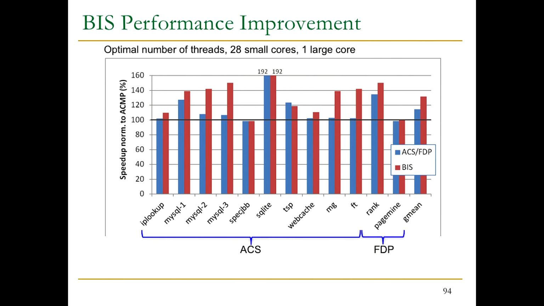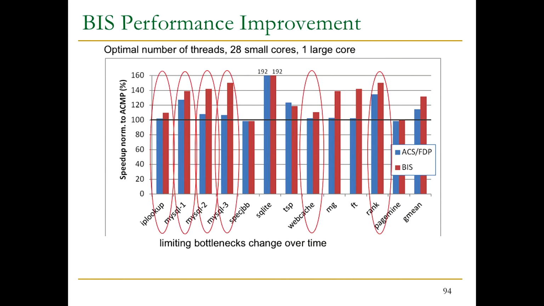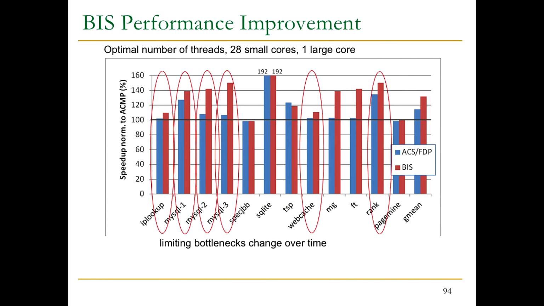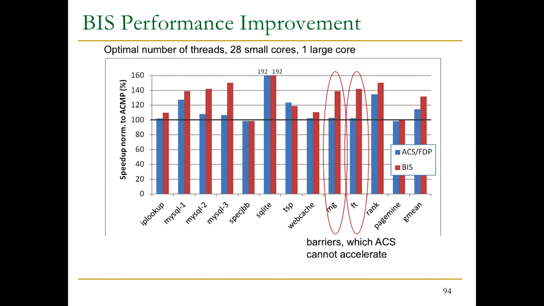So these are the workloads where ACS, critical sections, are more. And limiting bottlenecks actually change over time in some of these workloads, as you can see. So these are pipeline parallel programs over here. But here you get significant performance benefit because limiting bottlenecks change a lot over time. There's a lot of dynamic behavior. Here you get performance improvement again. But here there are a lot of barriers that are limiting.